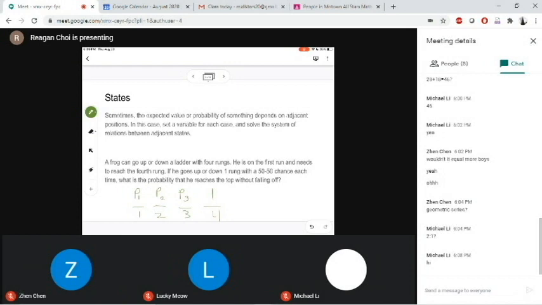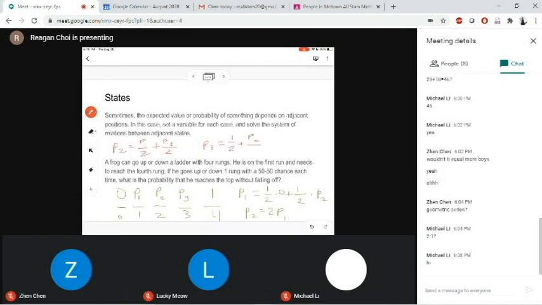We can use a system of equations. The probability once you're on rung 1: there's a half chance that you fall off, so half times 0, plus a half chance that you go up, so P2. So basically we get P2 equals 2P1. If we do the same for the other rungs, P2 equals P1 over 2 plus P3 over 2. And similarly, P3 equals 1 half plus P2 over 2. So that's just 3 equations, 3 variables, so we can solve it.